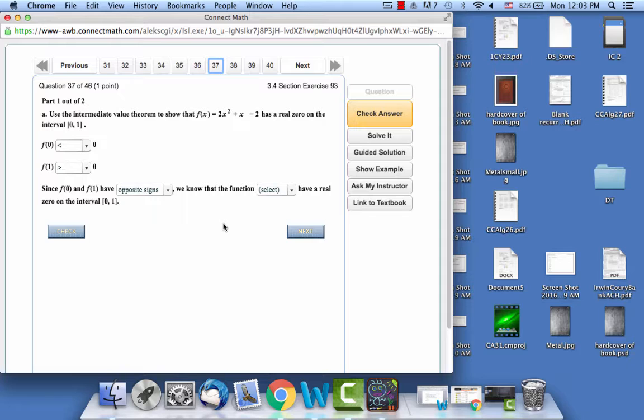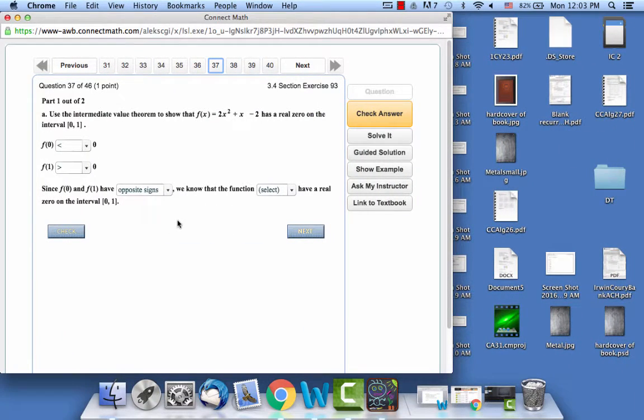If they have the same signs, we don't know that there's not a 0 in between. There could have been 2 as you passed through. So if they're both negative, it still could have done this, or even had 1 zero. But at any rate, if they're on the other side from each other, then you had to pass through. So the function must have a real 0 on that interval.